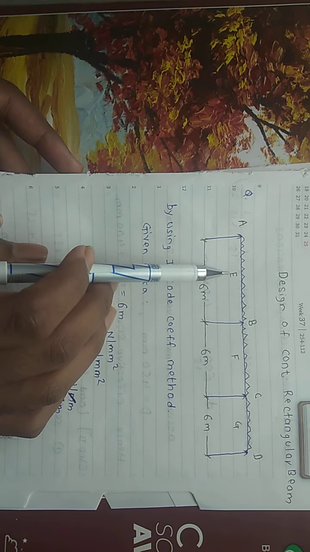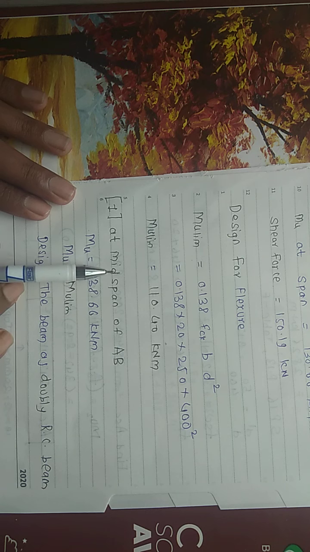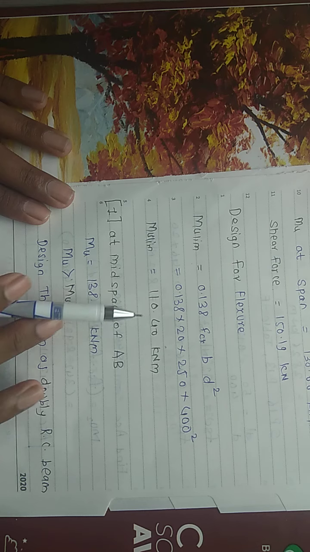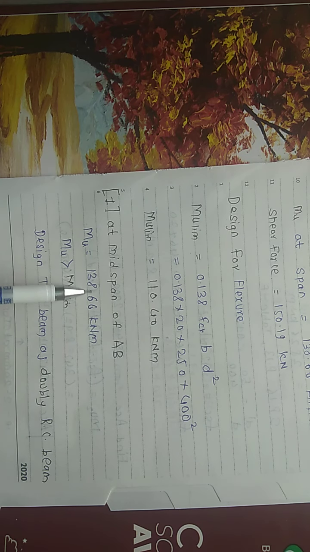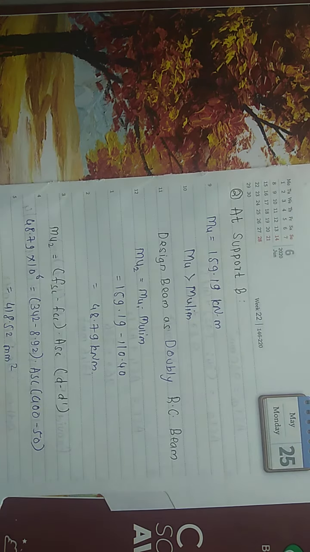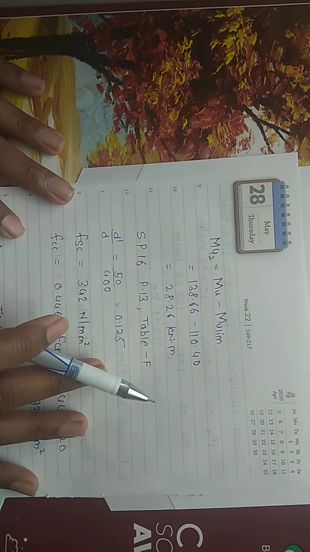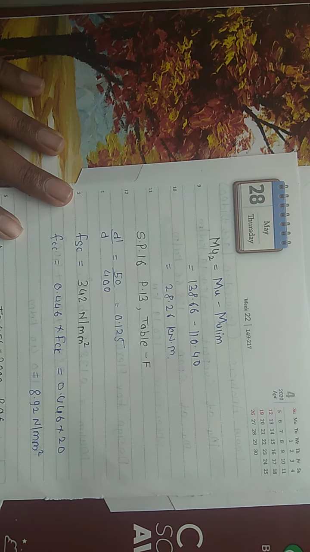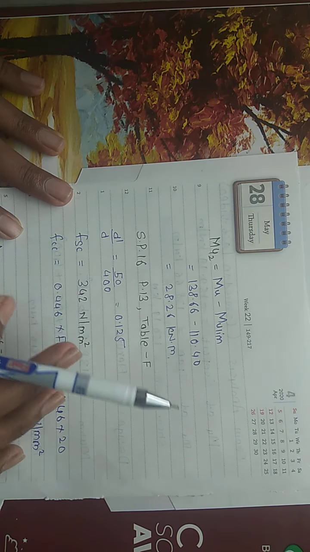So first we will design the span moment, and we know where is the maximum. Okay, so the span moment is 138.66 kilonewton meter. We will compare this value. So we know that this section is unable to resist this moment. So we have to go for a doubly reinforced beam. So for that, we need to separate MU1 and MU2. So the moment was 138.66. Subtracting the MU limit, we will get MU2.